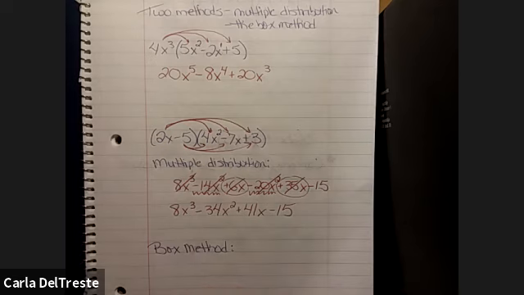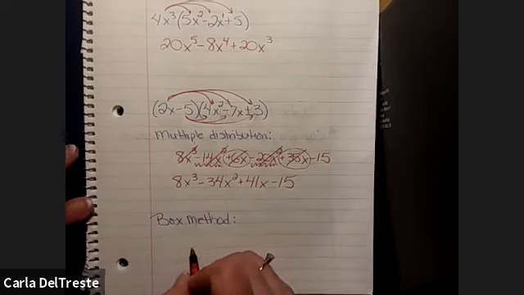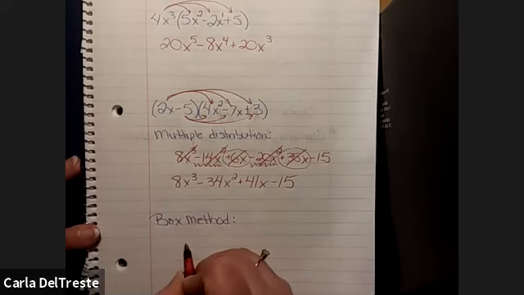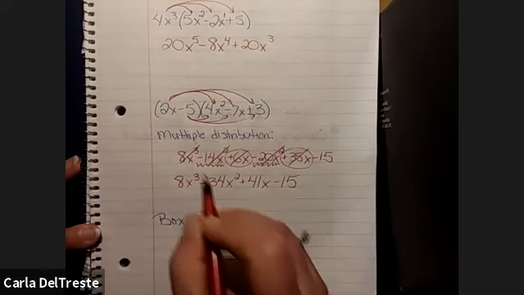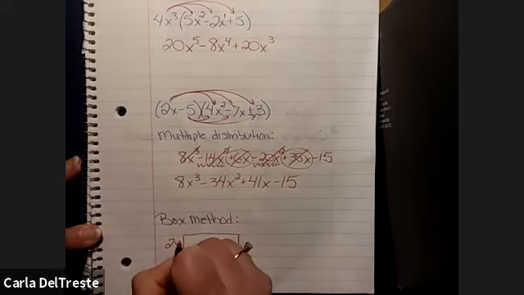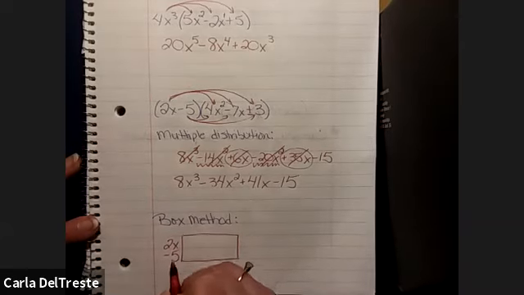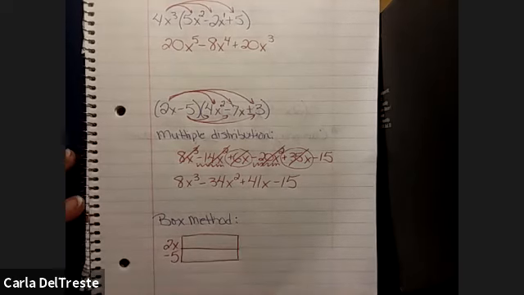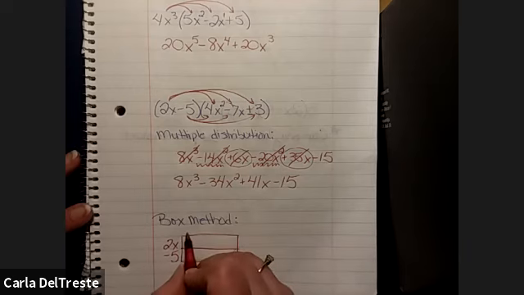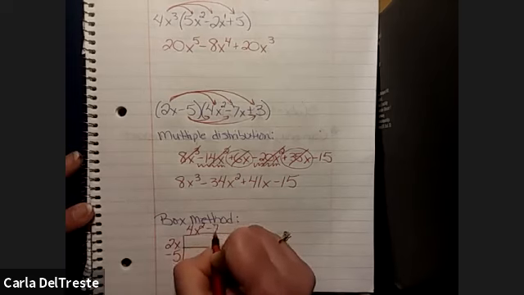Now for this one, I'm going to show you another technique called the box method that also works pretty well here. And it's just like what it sounds. I'm going to draw a box. And on one side of the box, I'm going to put the terms of the first polynomial, so 2x minus 5. And I'm going to slice the box in between the terms. So each term has its own piece of the box. On the other side of the box, I'm going to put the terms of the other polynomial.